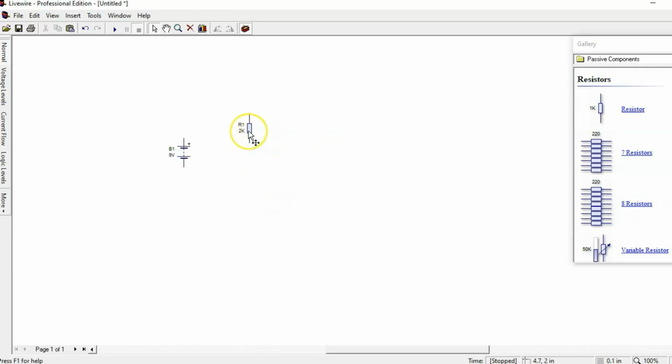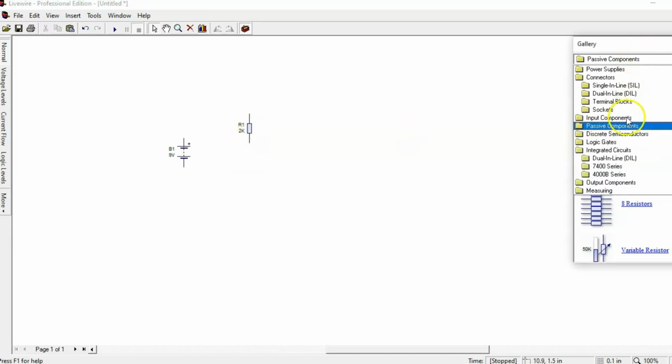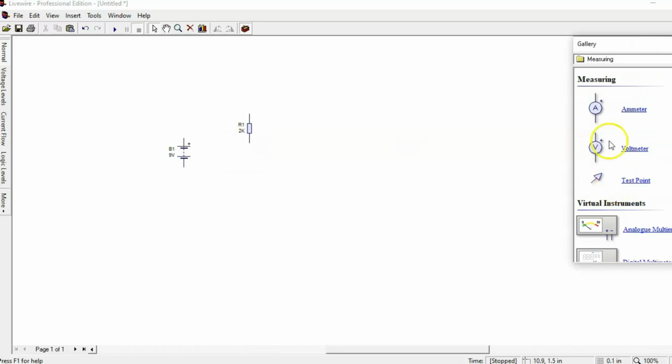Now, in that case, we're going to connect. Ammeters are usually connected in what? In series to what you are measuring. So let's go to measuring equipment, and you take your ammeter. So this is your ammeter. Now let's loop them together.